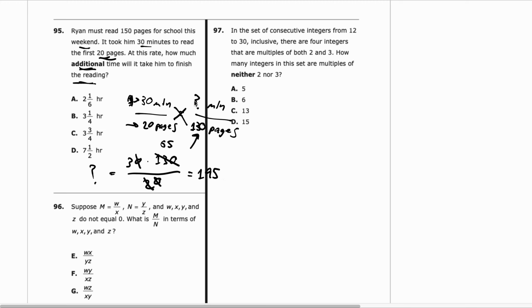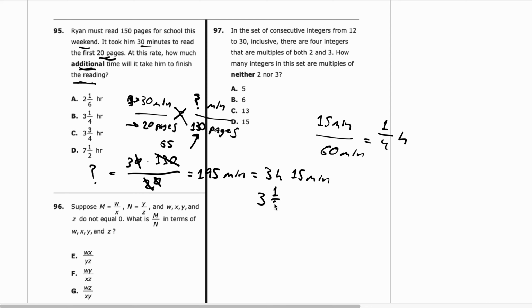And remember that this is question mark minutes, so 195 minutes, which is going to be 3 hours and 15 minutes. And we want this as a fraction, so it would be 3, and remember that there are 60 minutes in an hour, so it would be 15 minutes over 60 minutes, which is 1/4 of an hour. So 3 1/4. So 3 hours and 15 minutes is 3 1/4 hours. Okay, so that would be B.